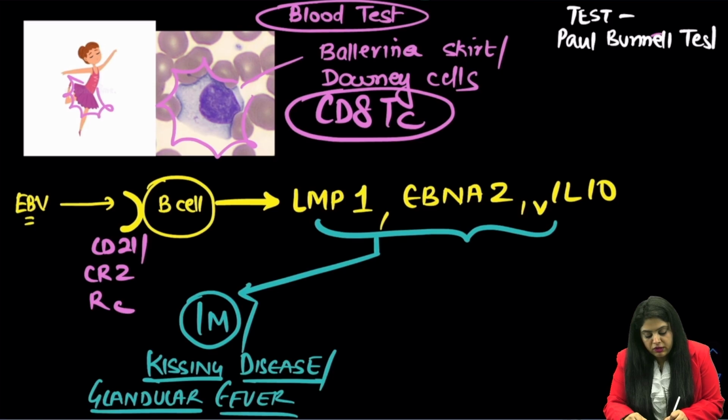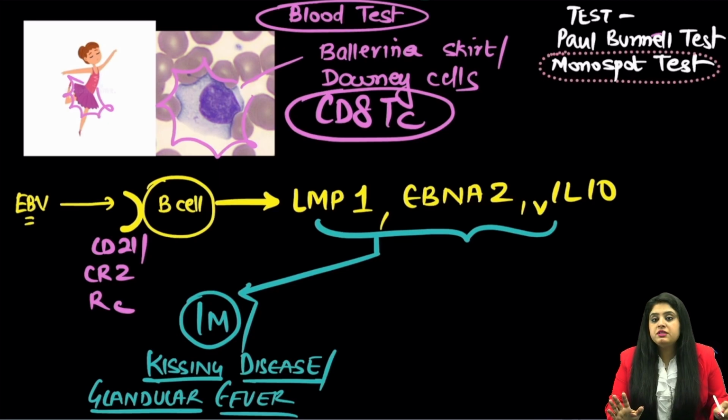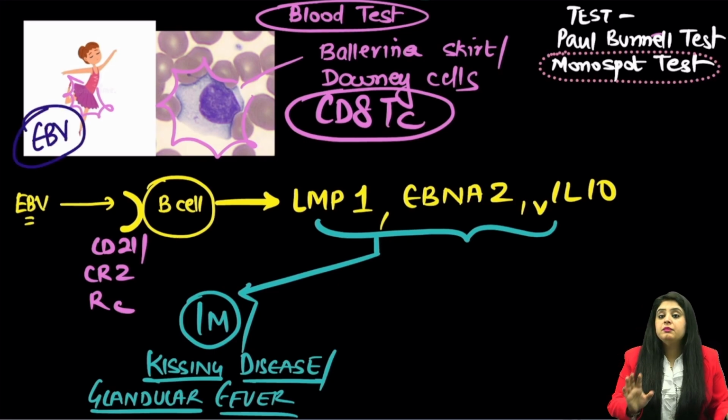Honestly telling you, this is only for MCQ. No one does it, but there's a modification of a Paul Bunnell test which is done nowadays, and that is the monospot test. So always remember, when the word monospot is given, it will indicate that Epstein-Barr virus is being discussed. So yes, Epstein-Barr virus, these are the main questions.